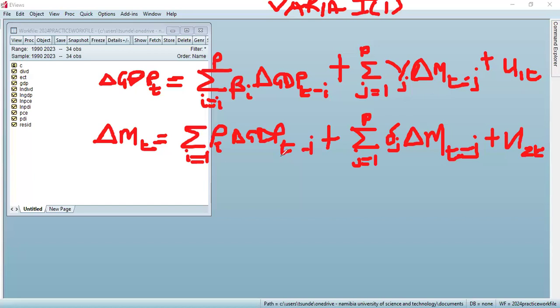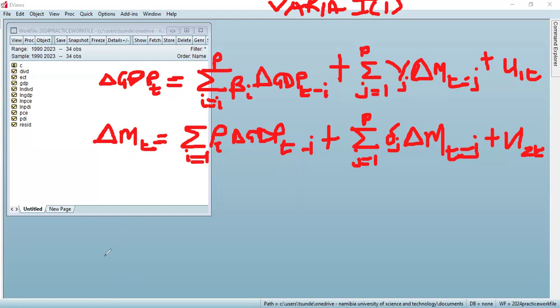So this is the model. And the hypothesis as to whether money supply Granger causes GDP is the same. Summation of the gamma i's equal to 0 for the null hypothesis, and summation of the gamma i's not equal to 0 for the alternative hypothesis. And for the null hypothesis for whether GDP Granger causes money supply, summation of rho i's equal to 0, and summation of rho i's not equal to 0. Those are the hypotheses. This is how you specify the vector autoregression model.